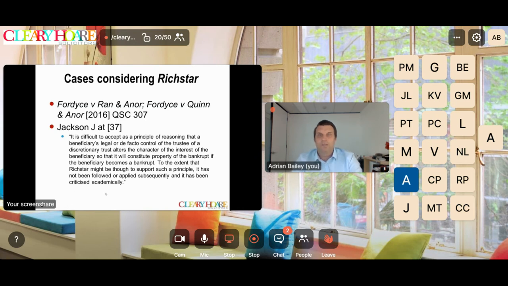One of them more recently is a Queensland case, Fordyce and Rann from 2016, where the judge in that case said that Rich Star is really not support for a principle that de facto control of the trustee alters the character of the interest of the beneficiary. So the courts since Rich Star haven't used it in terms of expanding a trustee in bankruptcy's ability to access trust-held assets. But it is something that we still need to consider in certain circumstances.